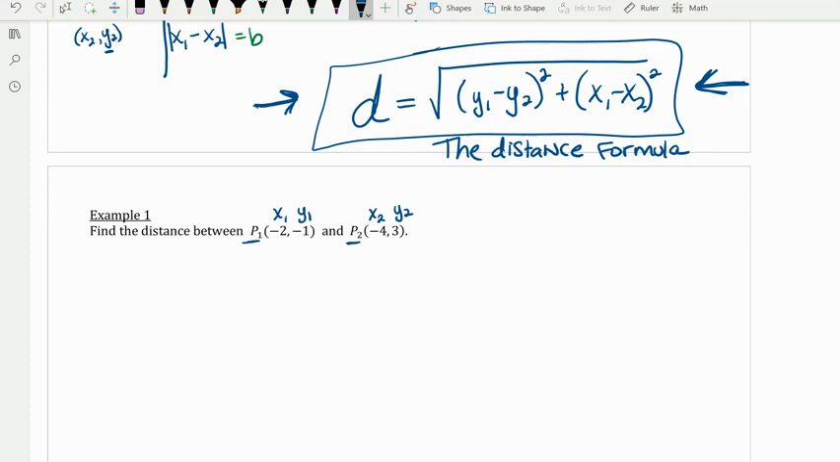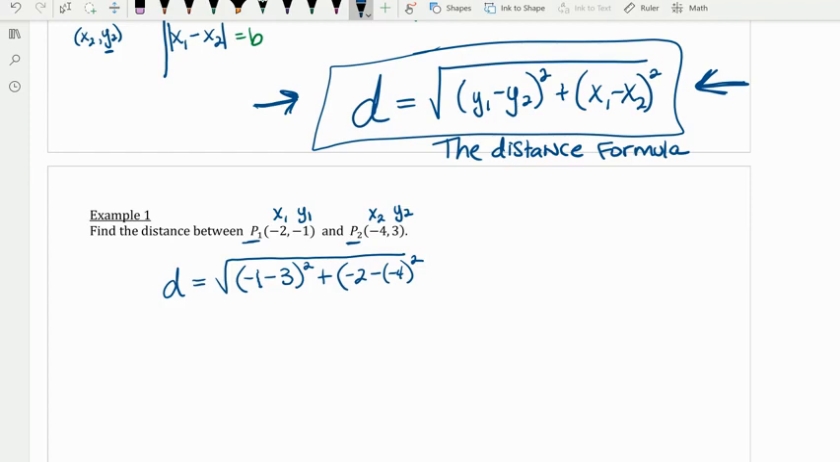Okay. And also be aware that I know in the formula I wrote y1 minus y2 and x1 minus x2. You can also write y2 minus y1 and x2 minus x1. Just have to make sure you're consistent about either the ones are first or the twos are first for both of them. Okay, so to find our distance, I do the distance equals the square root of y1, which is -1, minus y2, which is 3, squared, plus x1, which is -2, minus x2, which is -4, squared.